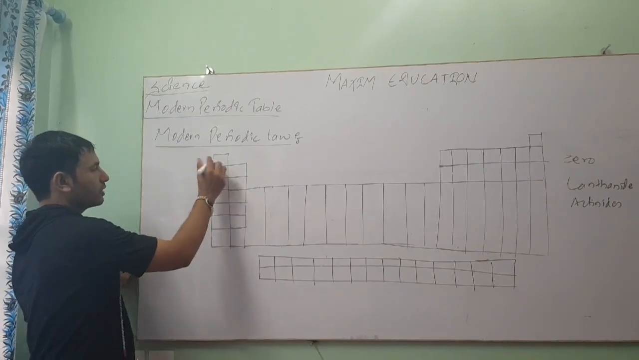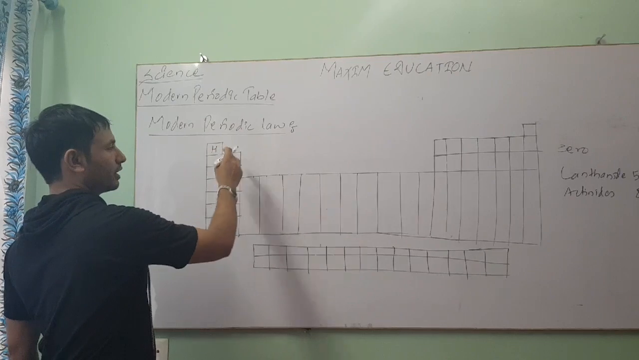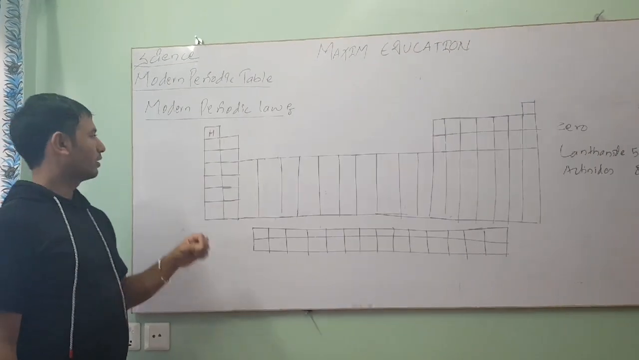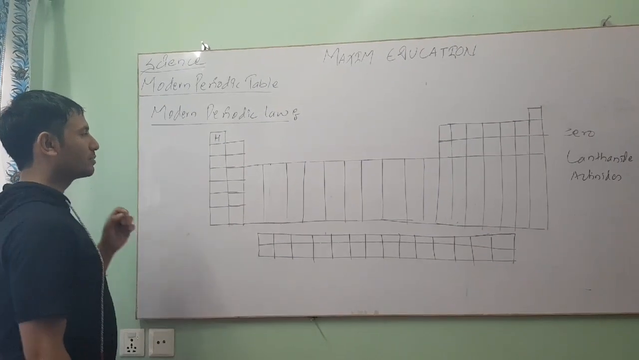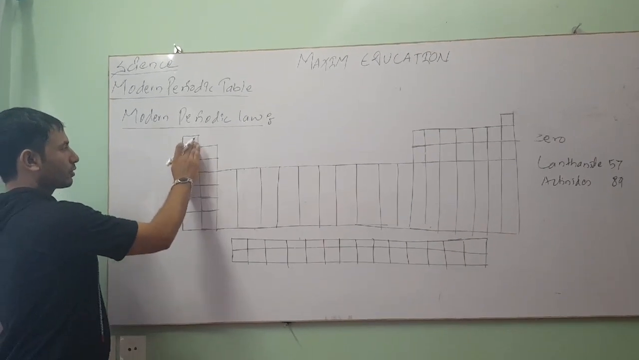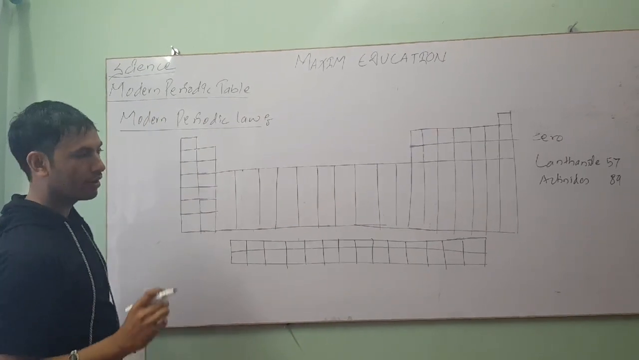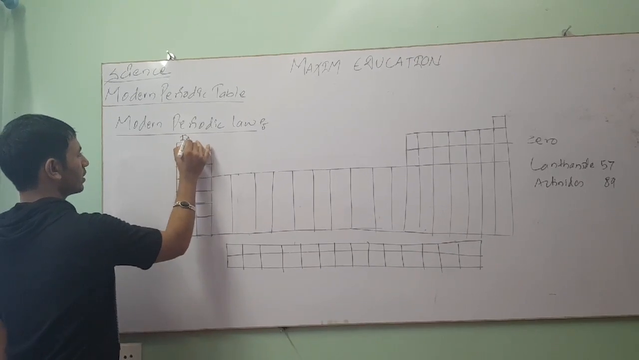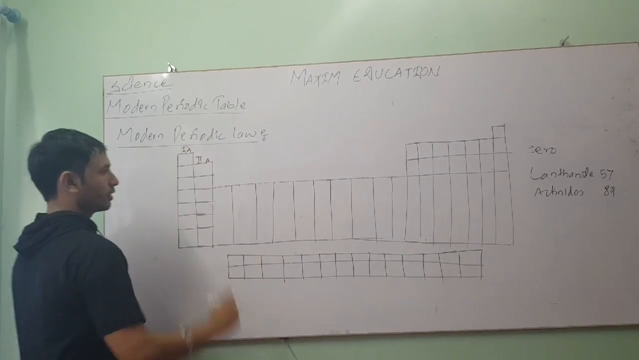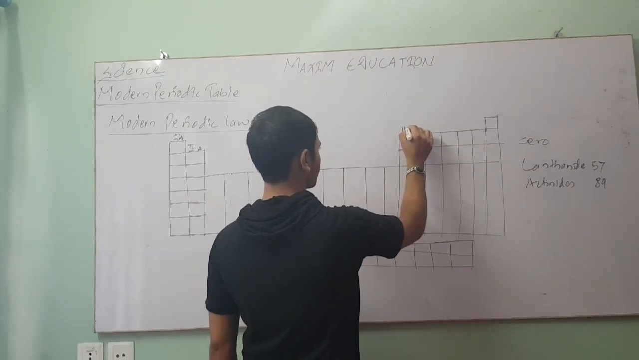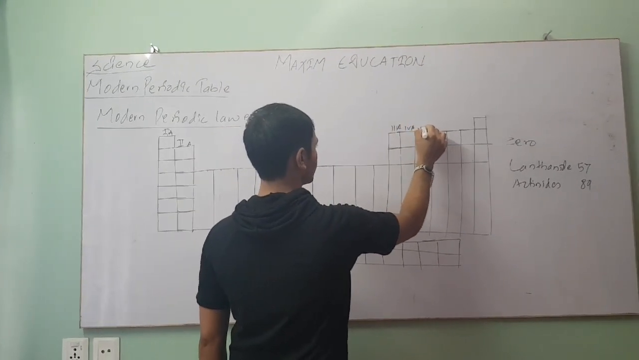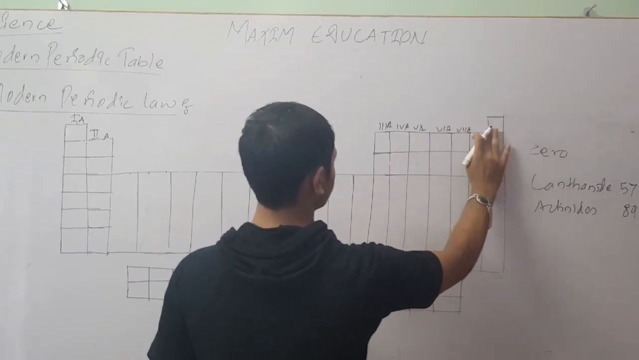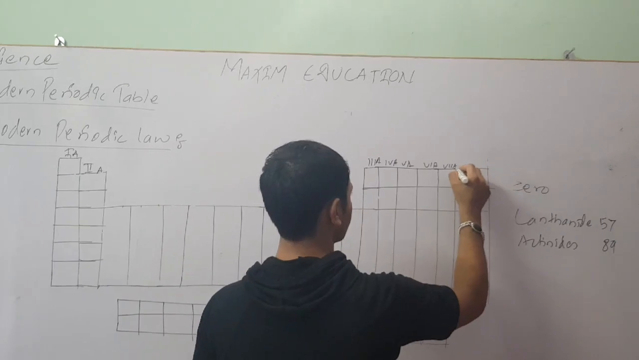Like the first position is of hydrogen, helium, lithium, beryllium, boron, carbon, nitrogen, oxygen, fluorine, neon. In that way the elements are classified. I told you earlier, elements are classified in groups. This is first A, this is second A, this is third A, this is fourth A, this is fifth A, this is sixth A, this is seventh A, and this is zero group.